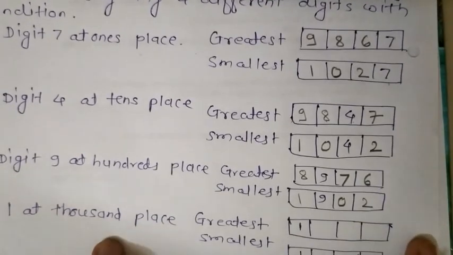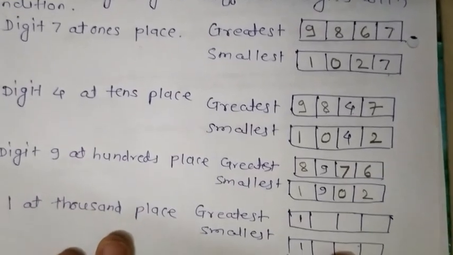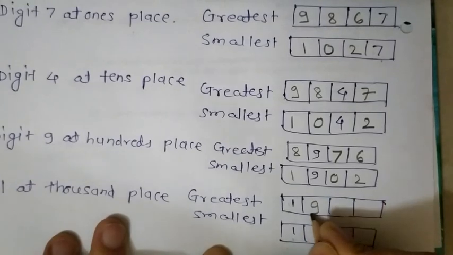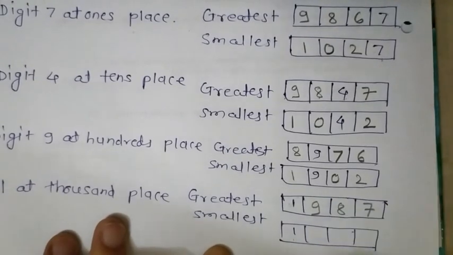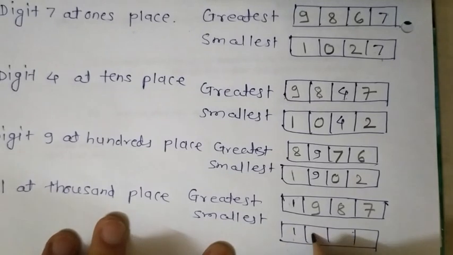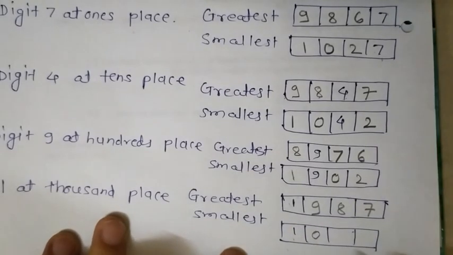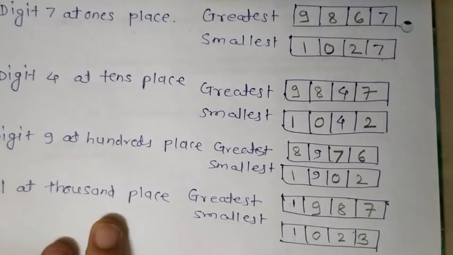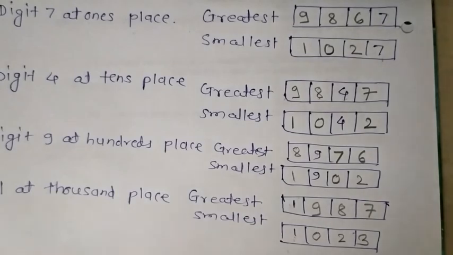Then the last one, 1 at the 1000 place. So here it is already present. So for the greatest simply use 9, 8, 7. For the smallest it starts with 1. So 0 you use after that. And after 0, 1 is already used, so 2, 3. So in this way you can make the greatest and smallest number by keeping the numbers from 0 to 9. 0 you cannot start from the first place on the left-hand side. You always keep it in the second place from the left-hand side.